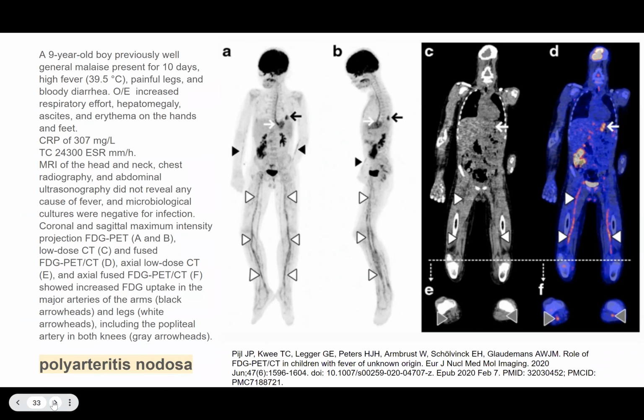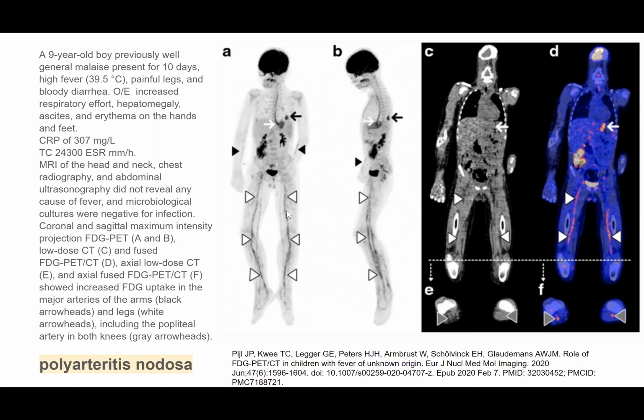So this is a case report I have directly taken from the European Journal of Nuclear Medicine. This is a 9-year-old boy. This is an actual real case, that is why the lung findings and all are there in the picture. This child had 10 days of fever and was quite sick. So they went ahead and did a PET scan and found these vessels involved like this.